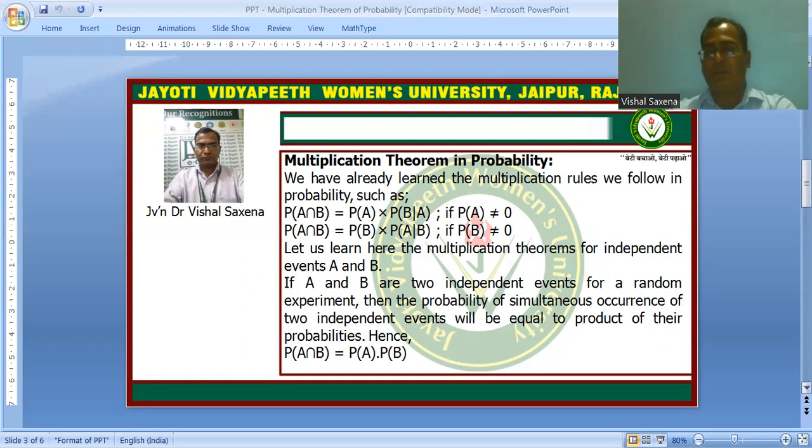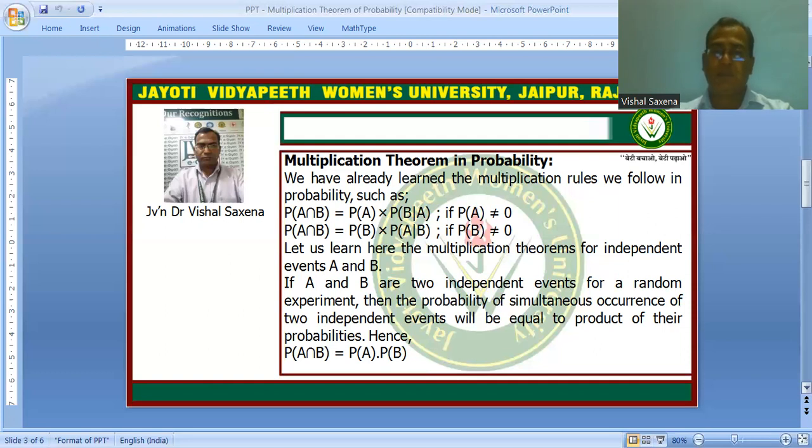When we discuss the probability of B given A, P(B given A) can be defined as P(A intersection B) upon P(A), and in this way the probability of A intersection B is given by P(A) into P(B given A). One important thing is that P(A) must not be equal to 0. In a similar way, the probability of A intersection B can be defined as P(B) into P(A given B), from the definition of P(A given B), where P(B) is not equal to 0. In this way, the multiplication theorem is obtained for the two events A and B, and P(A intersection B) can be defined in two different ways.